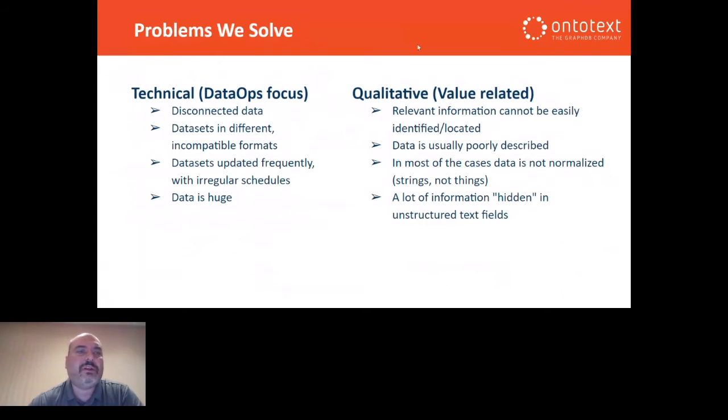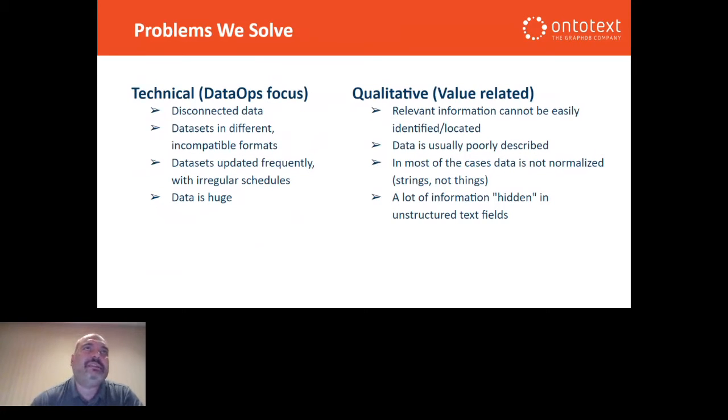We've solved various types of problems, which can be split into two major groups: technical and qualitative problems. The technical ones cover mostly the obstacles we have on a daily basis: disconnected data, different formats, different update intervals, and the volume of the data. While the qualitative ones cover discoverability of the data.